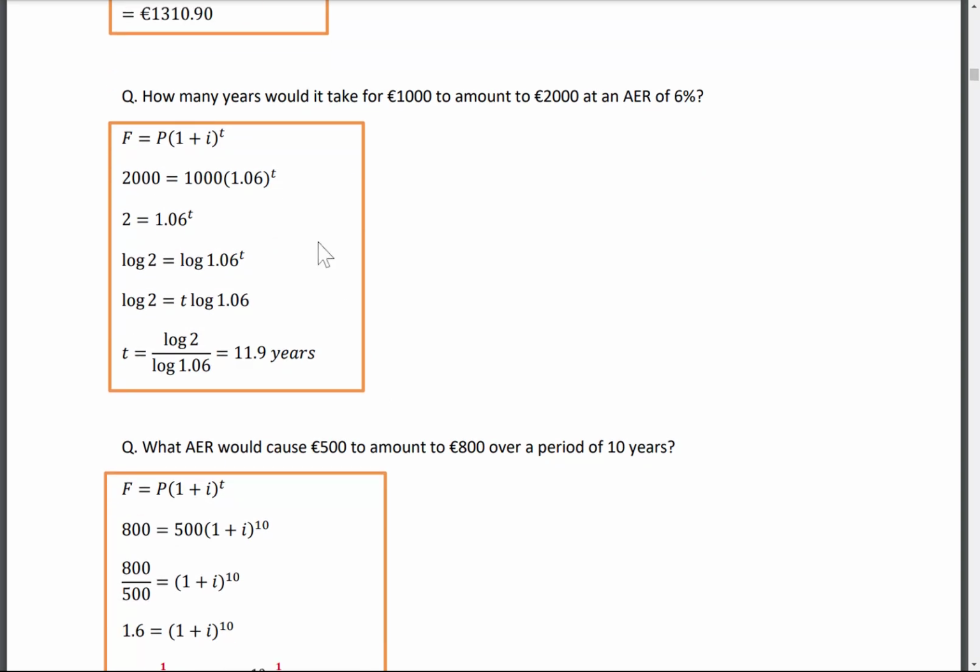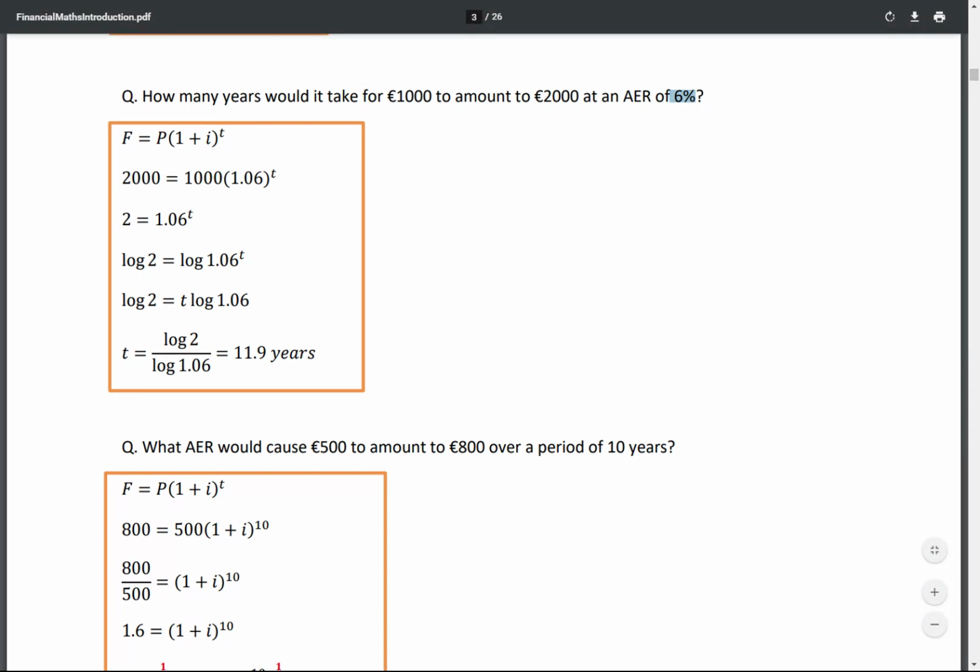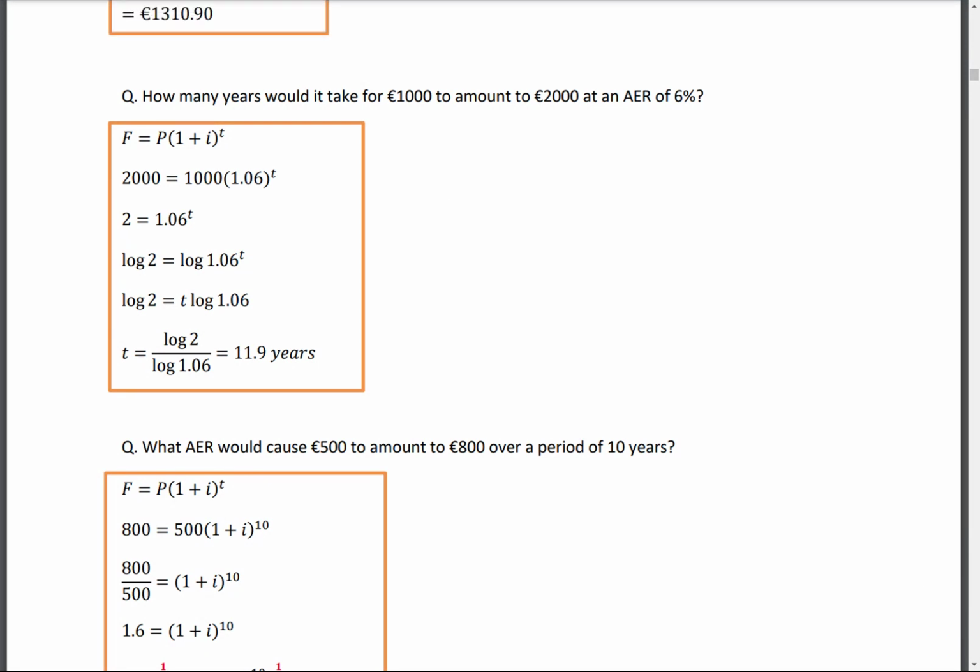And the second example here: how many years will it take for 1,000 to amount to 2,000 at a rate of 6%? So in effect, you want to double your money. So again, fill in the formula. Your present value is 1,000. Your future value is 2,000. And you fill those in. You also know the interest rate, 6% is 0.06 as a decimal. So it's 1 plus 0.06, which is 1.06. Now the unknown this time is t, which is in the power, the time period of your savings.